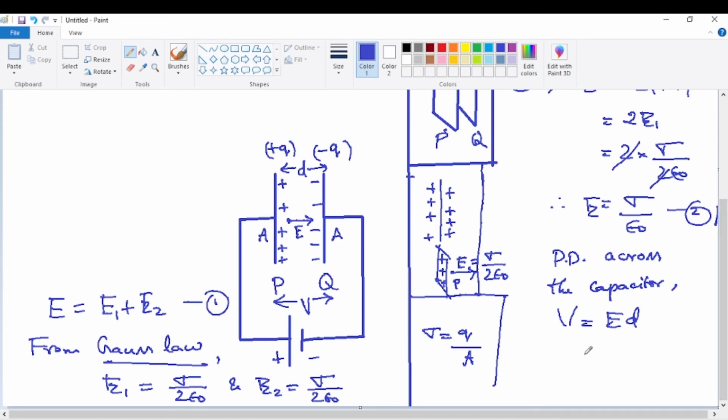So V is equal to ED, and we got E is equal to sigma by epsilon naught. E is nothing but the electric field, which we got already as sigma by epsilon naught, into D. So now just observe here. Whatever things we are seeing here are simple, nowhere is any complication there. So in this equation for potential difference, V is equal to ED, in place of E we substitute sigma by epsilon naught into D.